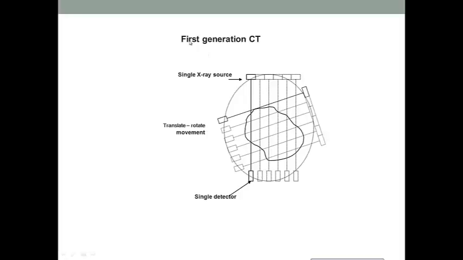There are several generations of CT. The first generation used a single X-ray source and also a single detector. The X-ray source and the detector just move, move, move. When you do a CT, you find the machine is moving, the metal is moving. That means the X-ray source and the detector are also rotated.